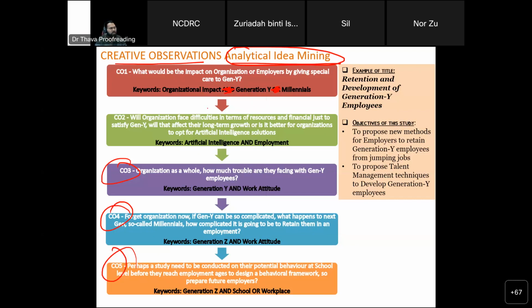Why? Because if it is there, then the paper output will only be papers that have the keywords of organizational impact or organization with Gen Y. And it will also give out papers on organizational impact with millennials. Only these two pairings, so it will give you all the paired keywords. Now, if you don't have it, it will give you all the papers that only say organizational impact. It will give you all the papers that only talk about Generation Y.